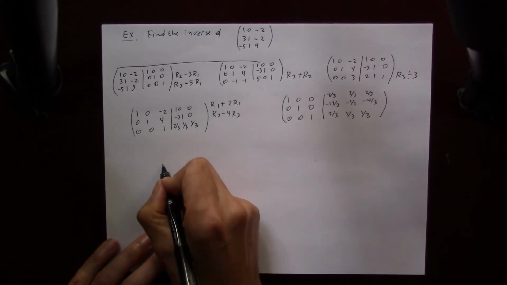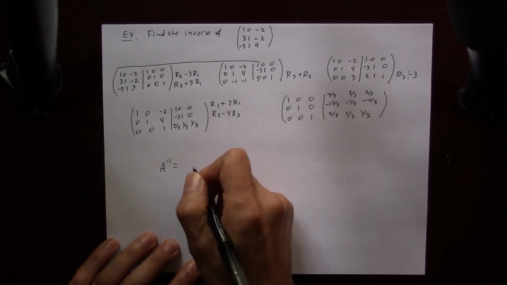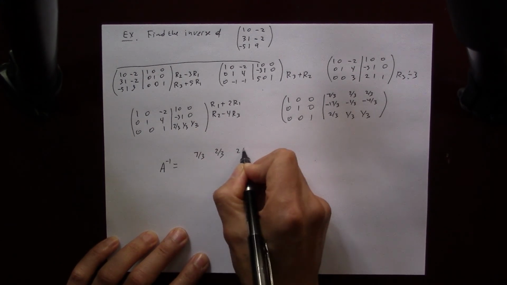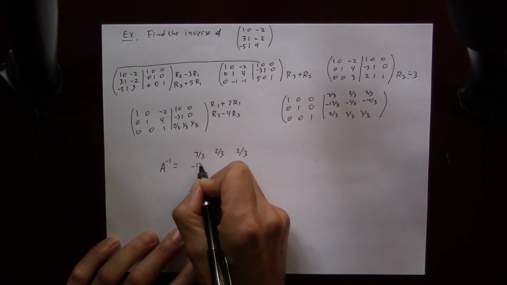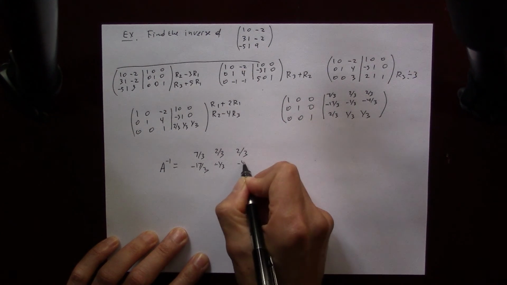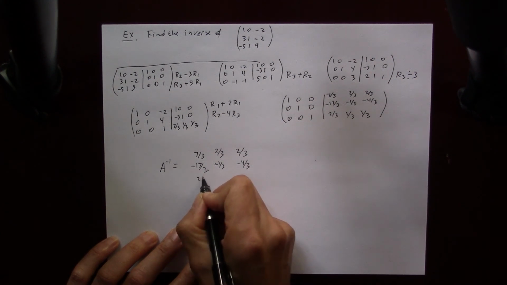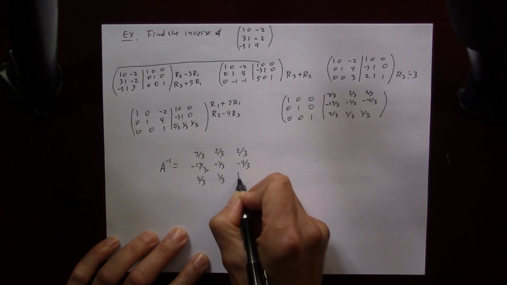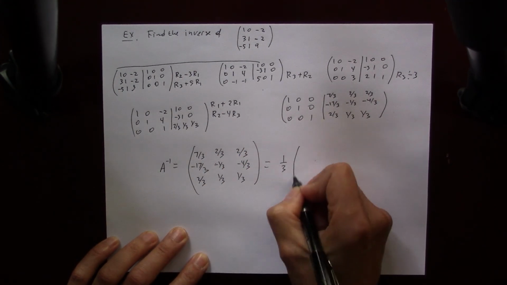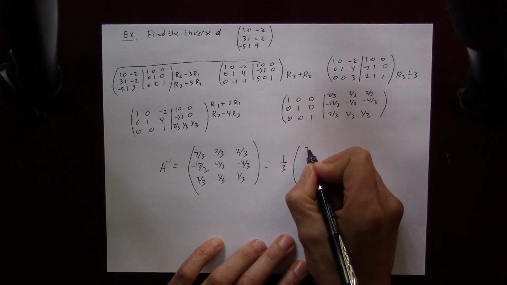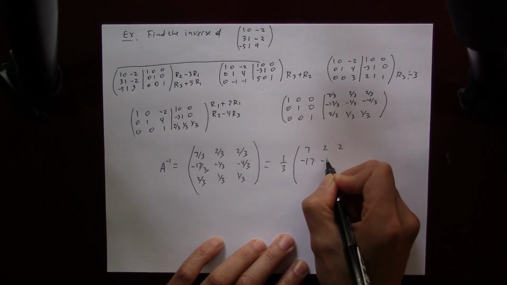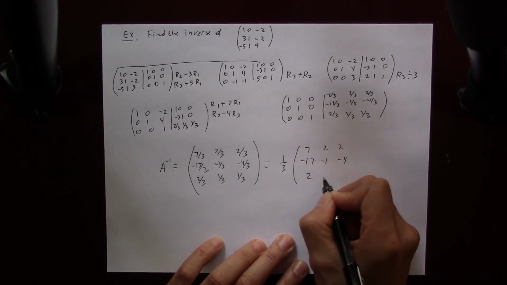So from here we get A inverse equals 7/3, 2/3, 2/3; minus 17/3, minus 1/3, minus 4/3; 2/3, 1/3, and 1/3. And probably worth taking 1/3 out, and the answer will look a little bit better: 1/3 times the matrix with rows 7, 2, 2; minus 17, minus 1, minus 4; 2, 1, 1.